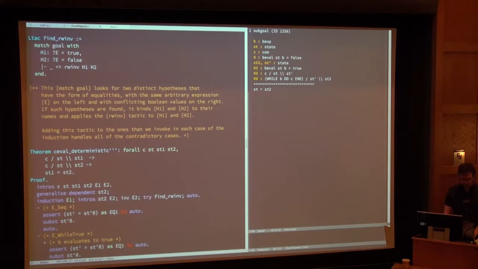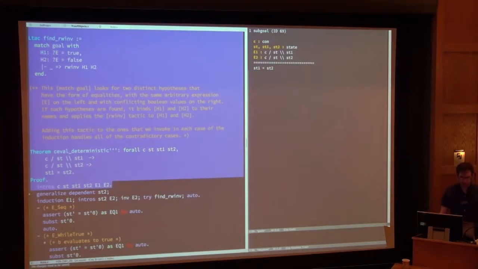So now, recall I said before that this pattern match could fail. It could fail for a lot of different reasons. It could fail to match the goal. So if there are no matching clauses in this match goal, this will cause Coq to return an error. It will say, I couldn't find any matching pattern. There were no matching clauses for this particular pattern, and it'll fail, and it'll cause your tactic to mess up.